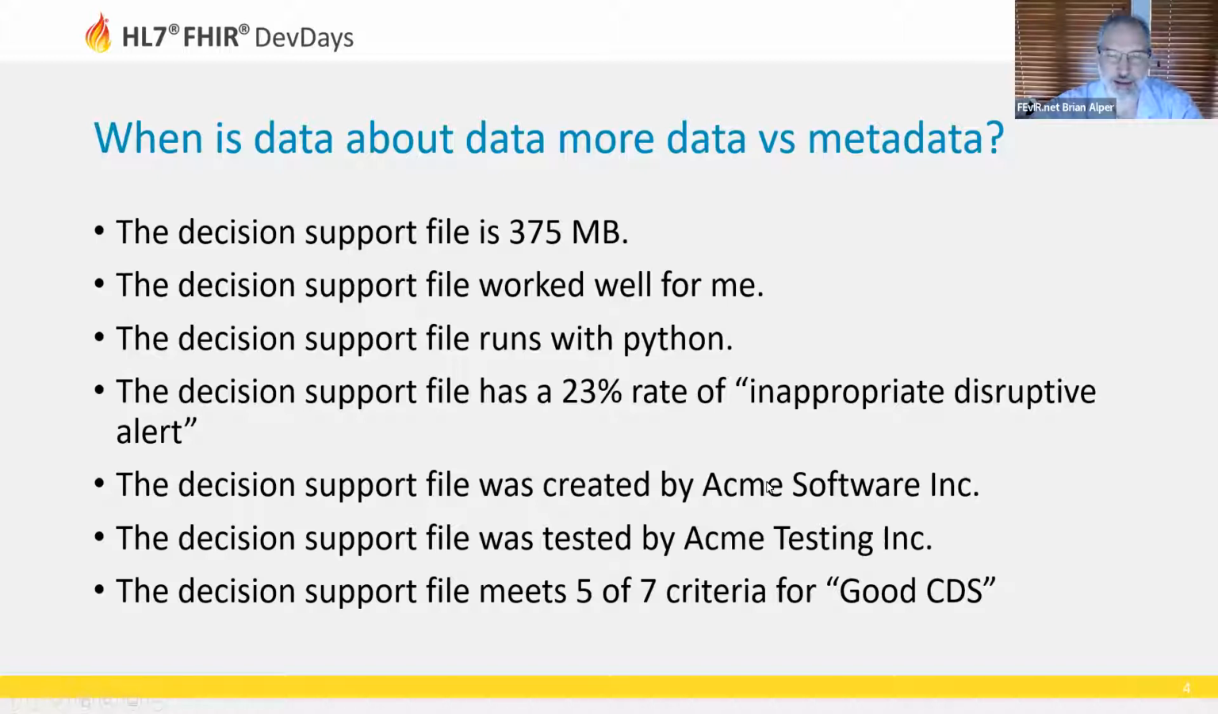So when is data about data more data, and when is data about data metadata? Consider a knowledge artifact that is a decision support file. It can have a size, it can have a concept that it worked well for me, it can run with a certain program, it could have a rate of a certain finding, it could be created by an entity, it could be tested by an entity, it could meet 5 of 7 criteria for something. Which of these things are metadata, which is data about the knowledge artifact?